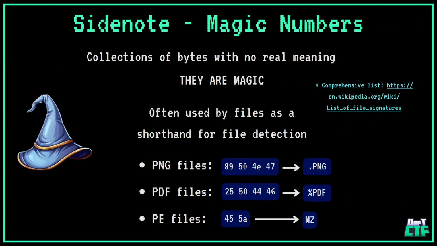So again, magic numbers, these are just collections of bytes. There are so many magic numbers, almost every single file has one. For example, in PNG files, you have the .png. These are the first few bytes of the file. PDF files have the %PDF, and for PE files, you have the MZ bytes. And it's just ASCII as well.